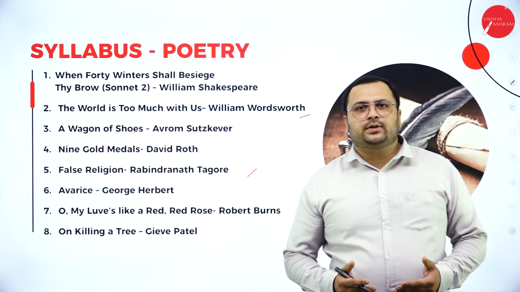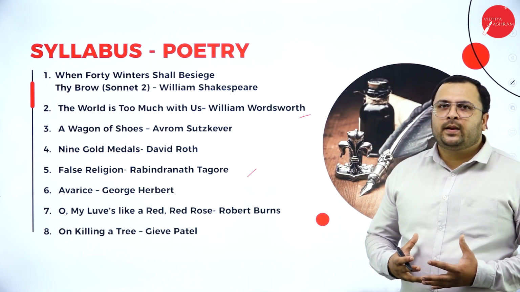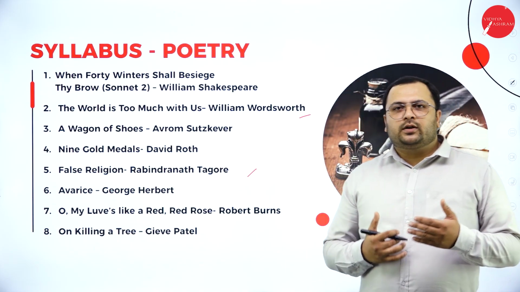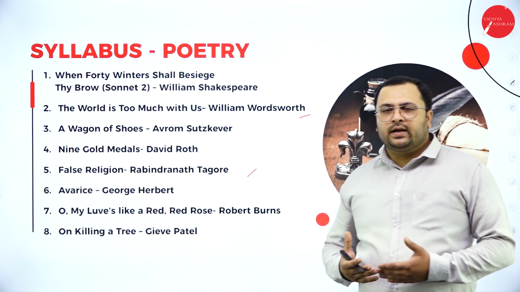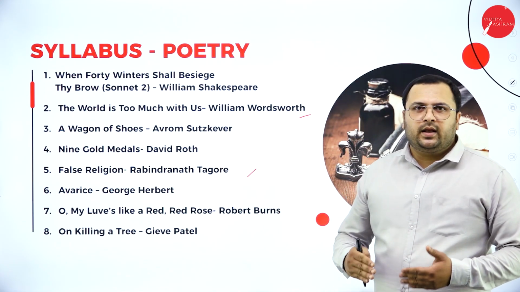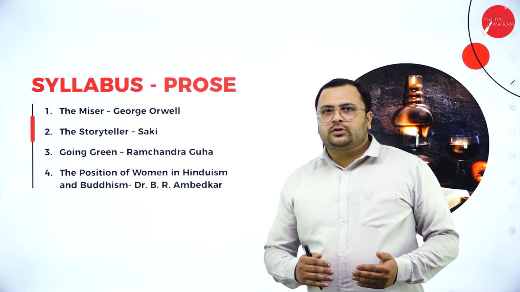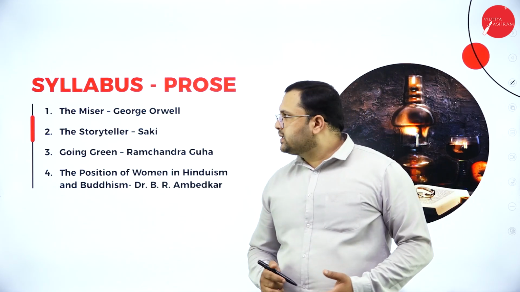So these 8 poetries give you a wonderful picture of how poets have seen the world, what they have wanted to convey in their poetries, etc. We will go in detail to each poetry in the upcoming sessions. Moving on to the next part, that is the prose part. You have 4 prose parts.